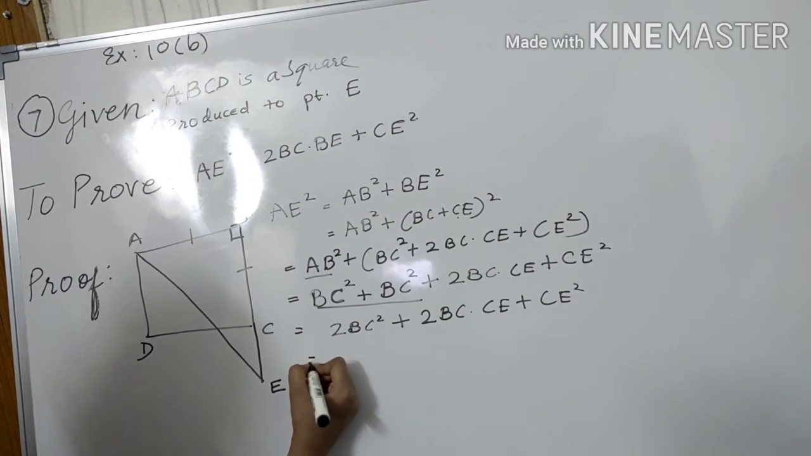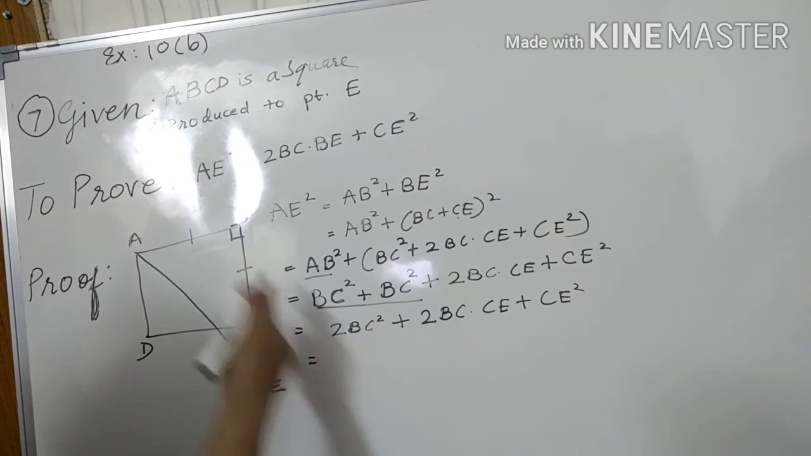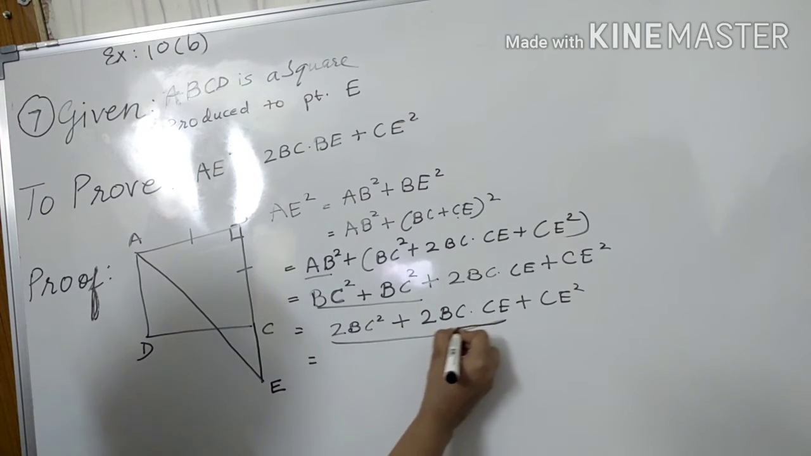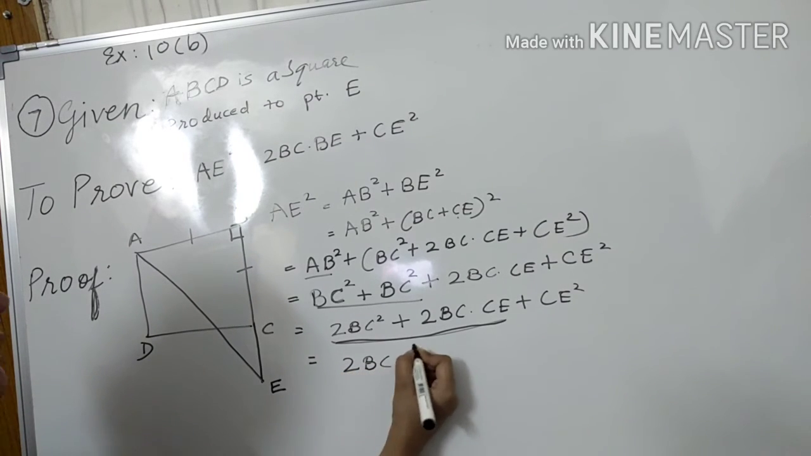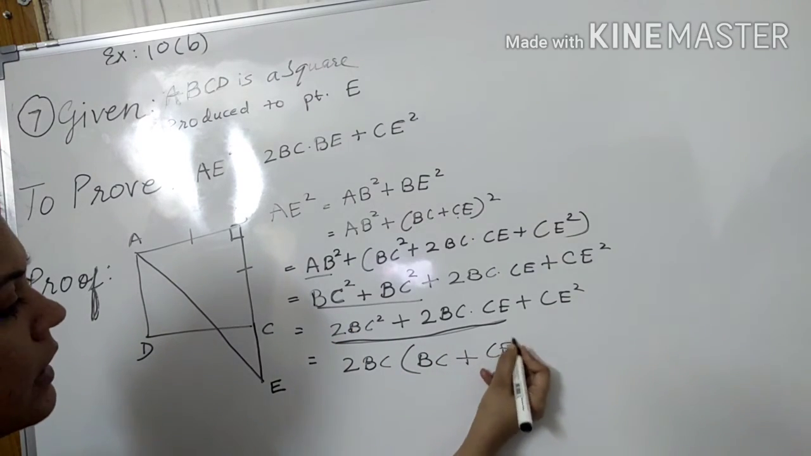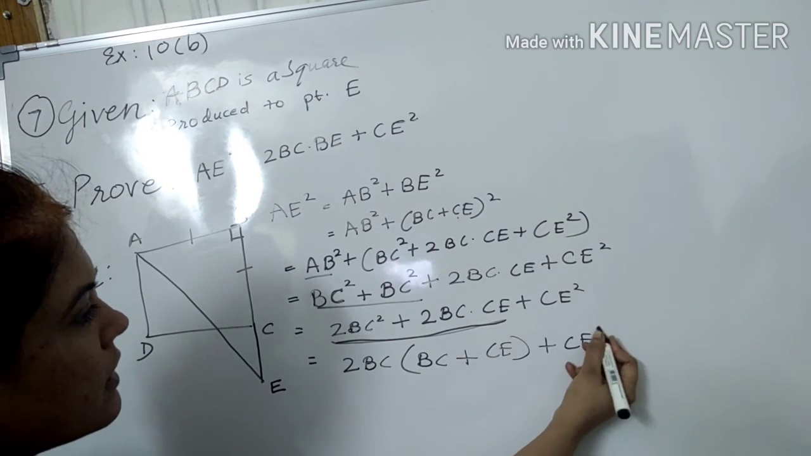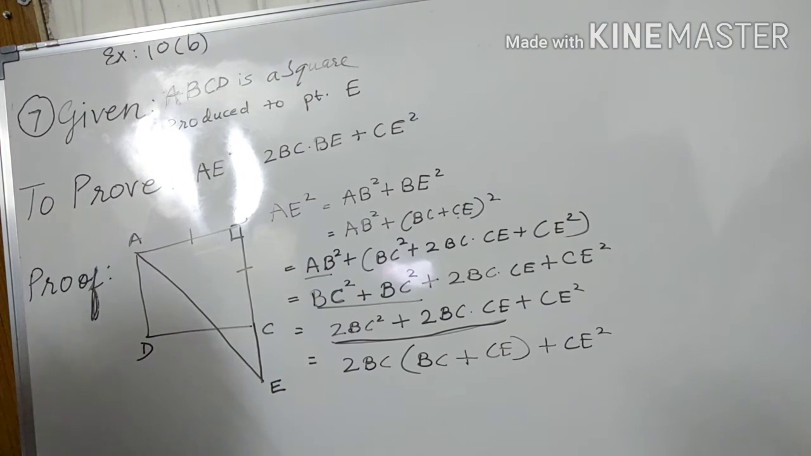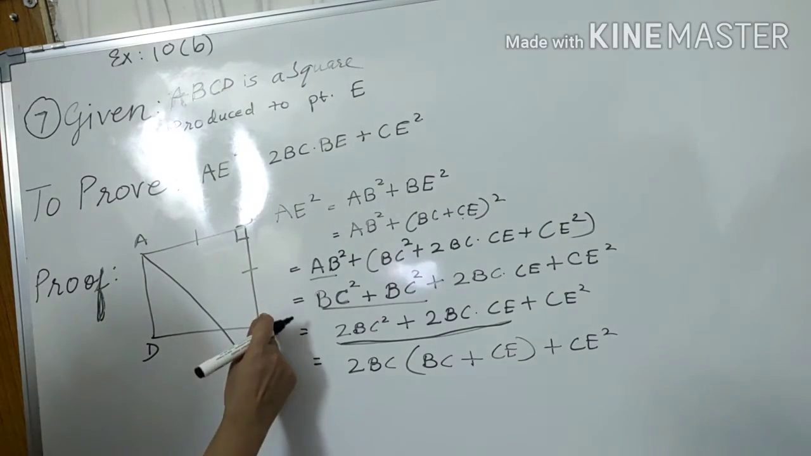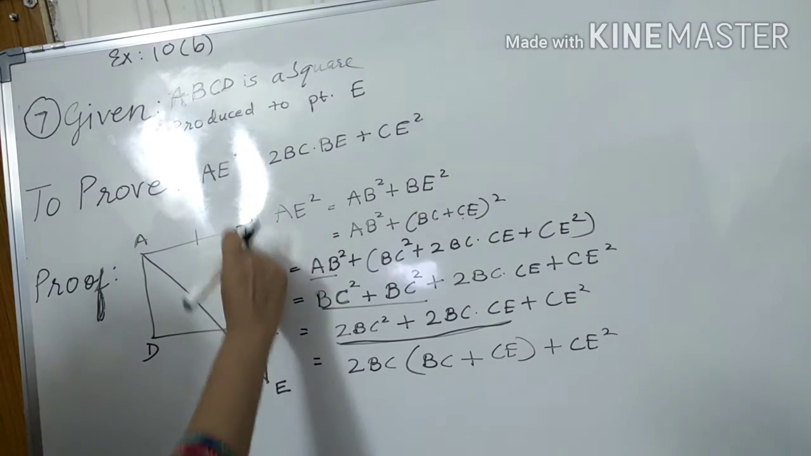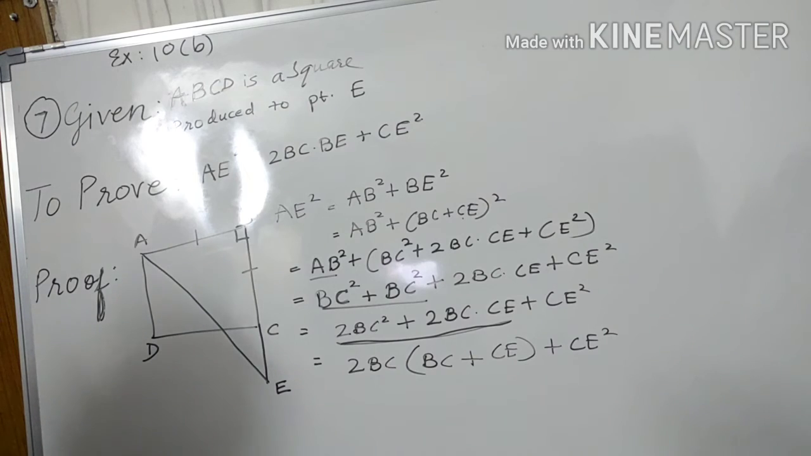Now, see the result we want to prove. According to that, I will take common from these first two terms. That is 2BC common. So in the bracket I get BC from here and CE from here, plus CE square. Okay, but students, BC plus CE, again see the figure, BC plus CE is nothing but full BE, whole BE. So instead of this bracket, we can put BE.